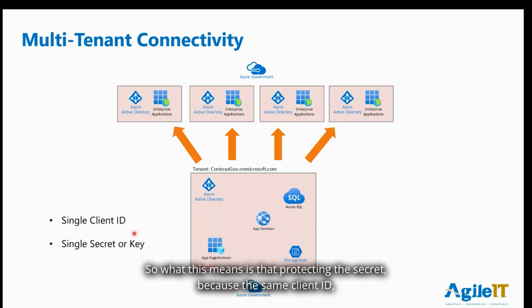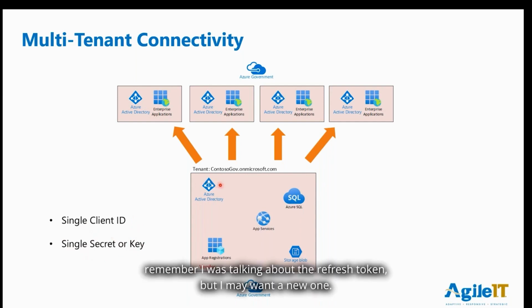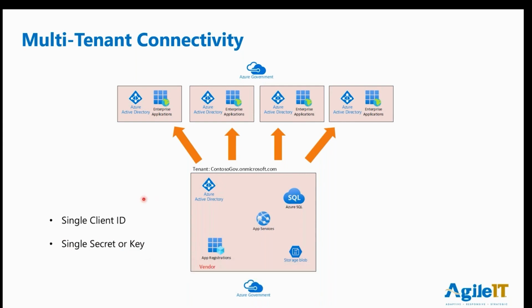So what this means is that protecting the secret matters, because with the same client ID and the same secret, I can ask, like, remember I was talking about the refresh token, but I may want a new one. These two pieces, I can call and ask for it. I do have to tell it the tenant.